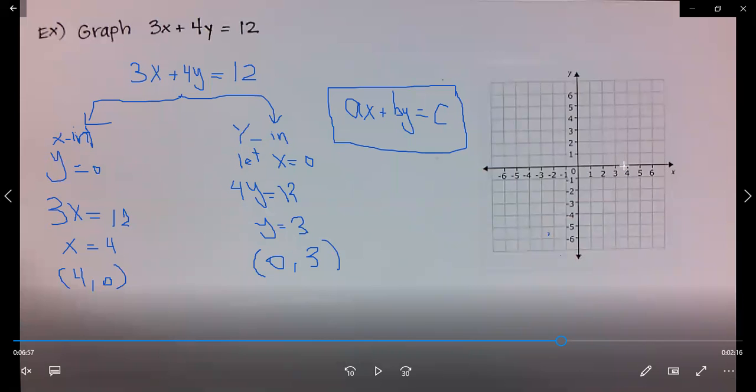We plot 4 and 0. Second, we want to plot the second point, which is 0 and 3. So you go to 0 and 3. This is the y-intercept, so it intersects the y-axis at this point. Then we will connect the 2 points together, and this is how we represent the equation if it's in standard form. So this was lesson 3.6 in your book.